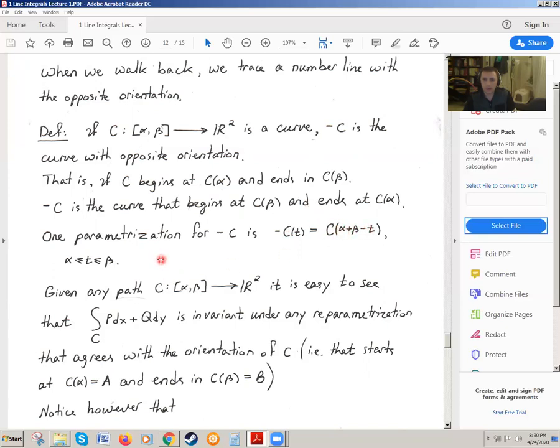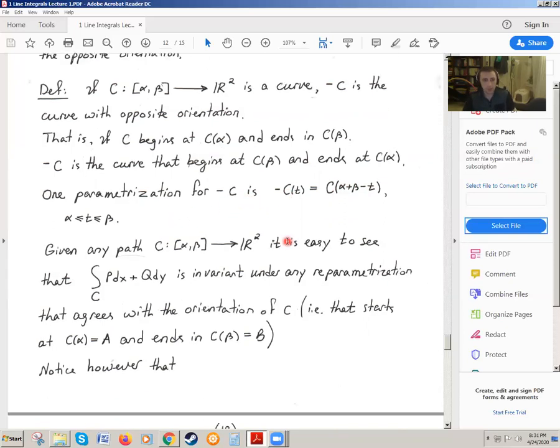So if you see a video where a person walks from point A to point B, and you play the video backwards, this is just telling you to play it backwards, then you will see the other sense. You will see that the person starts at point B and walks backwards to point A. Now, it is pretty easy to see that if you have two paths that are moving in the same direction, they agree that A is first and B is second.